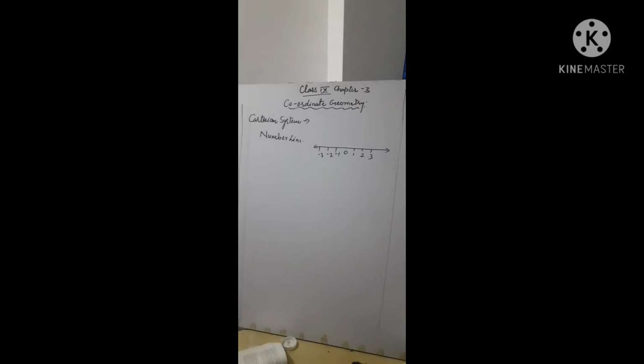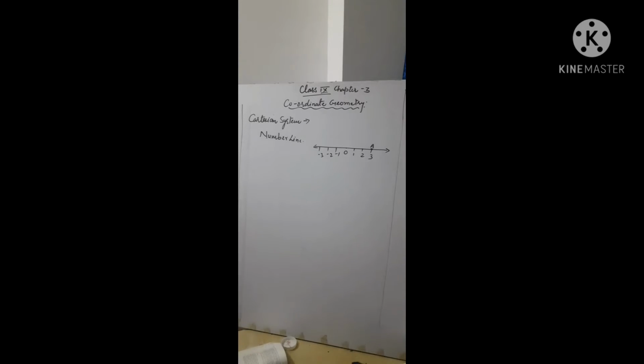Zero, 1, 2, 3 and so on, and -1, -2, -3 and so on. This is a number line. If we take a point, suppose that we take the point at this place. So the value of this point is 3. Means the value of this point is 3, means only one number, because this point is lying on a number line.